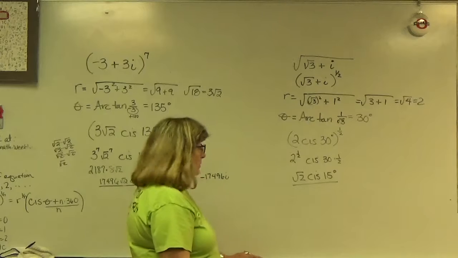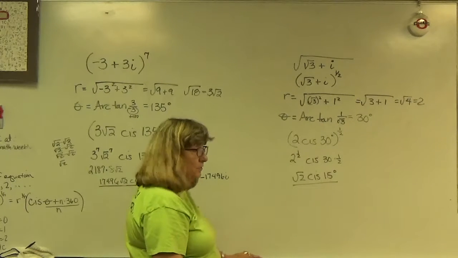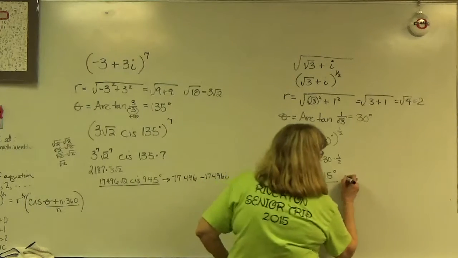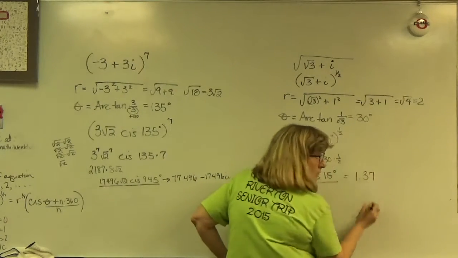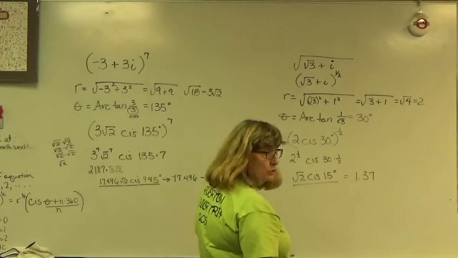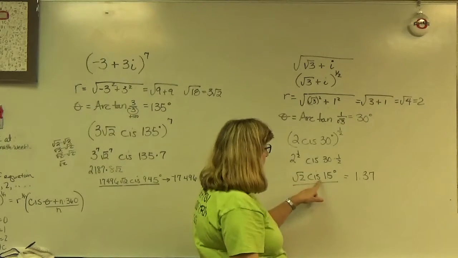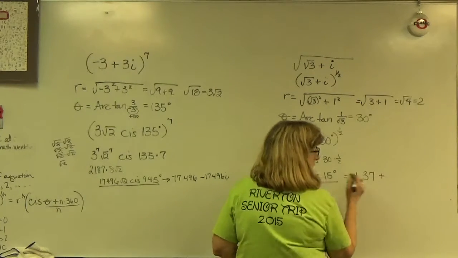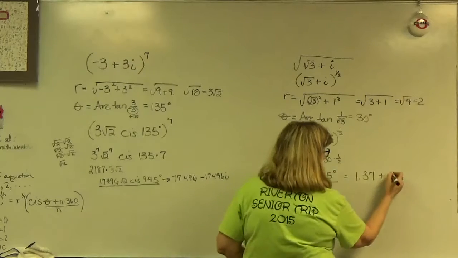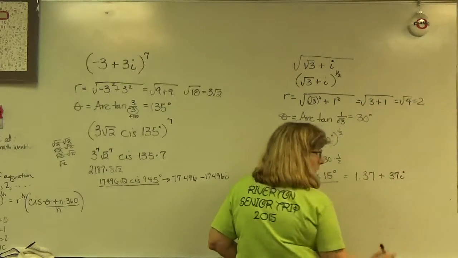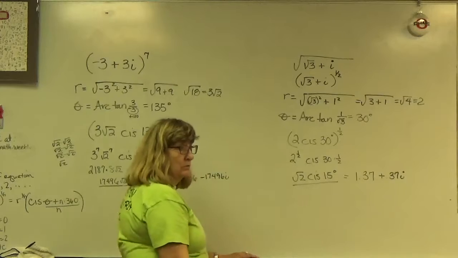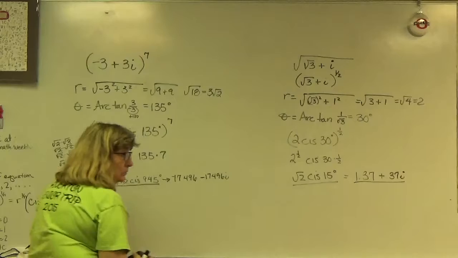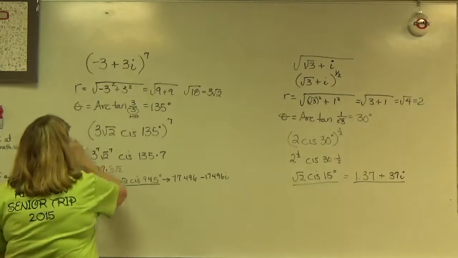Now, calculators, what's the square root of 2 times the cosine of 15? 1.37. Nearest hundredth is what I want. Square root of 2 times the sine of 15. .37? Anybody else? Do you guys agree on those values? And there's our second form. Good? Still one more example.